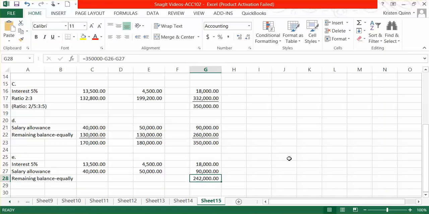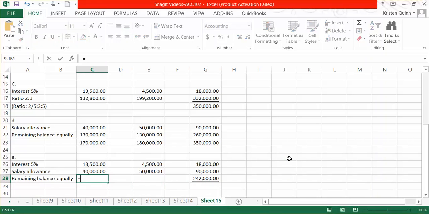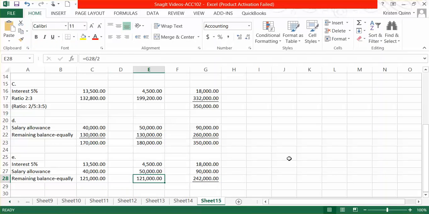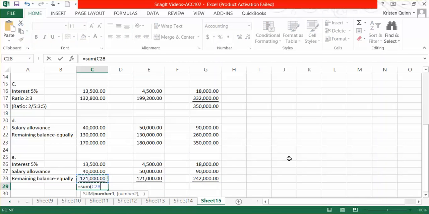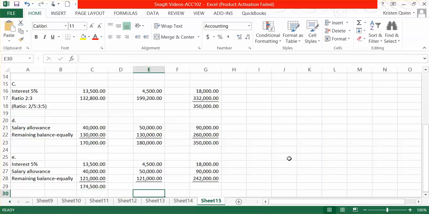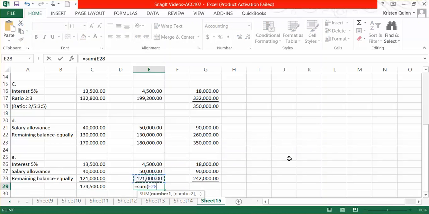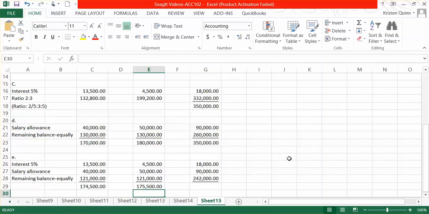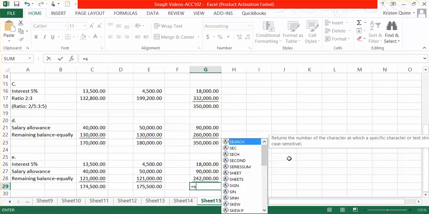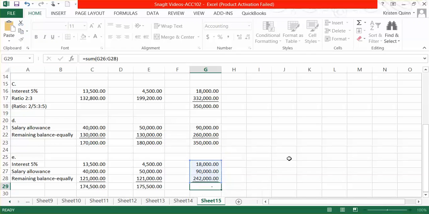That only leaves us with a remainder of $242,000. And it says to be divided equally. So we take our total and divide it in half. So that means for Murphy in part E, she would receive $174,500. Drake would receive $175,500. And in total, we have successfully distributed the $350,000 in net income.